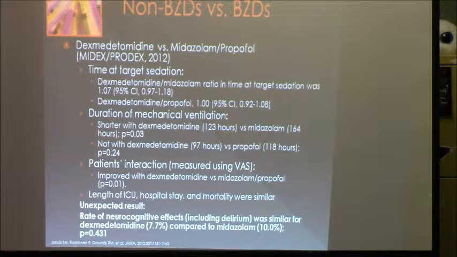You're able to maintain your RASS goals a little bit better. The duration of mechanical ventilation is definitely shorter using dexmedetomidine and propofol versus benzodiazepines. This one in the case being midazolam. And patients are able to interact a little bit better with dexmedetomidine versus midazolam or propofol, which kind of makes sense as we talked about its properties.